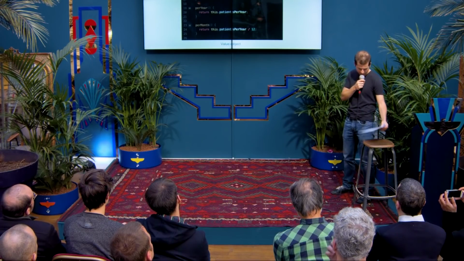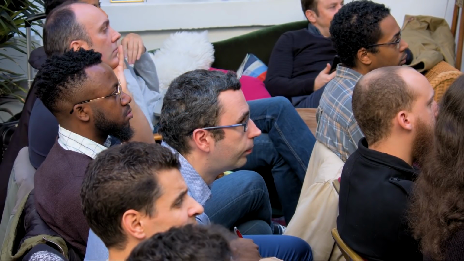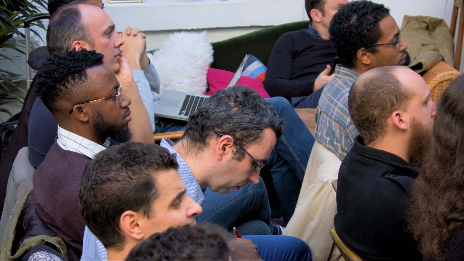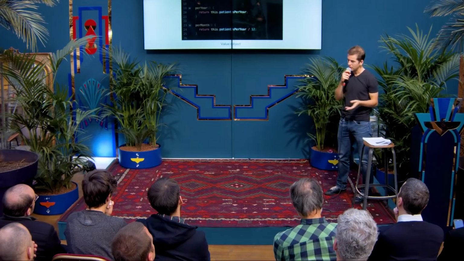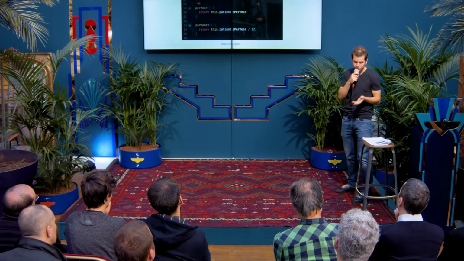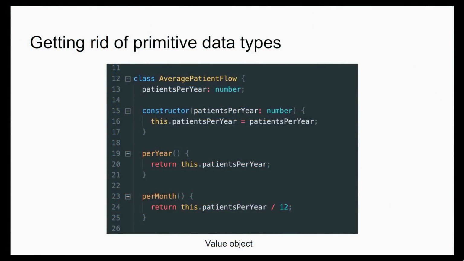So let's get a bit technical right now. Once you've found good names for your domain concepts, so we have found this average patient flow, this is an important concept for us, you can start modeling them using value objects. A value object is simply an immutable object that encapsulates one, but maybe several attributes related to a business concept. Here, for instance, we have our average patient flow wrapping a single number value, patients per year. But we know this is average. This is not the maximum.